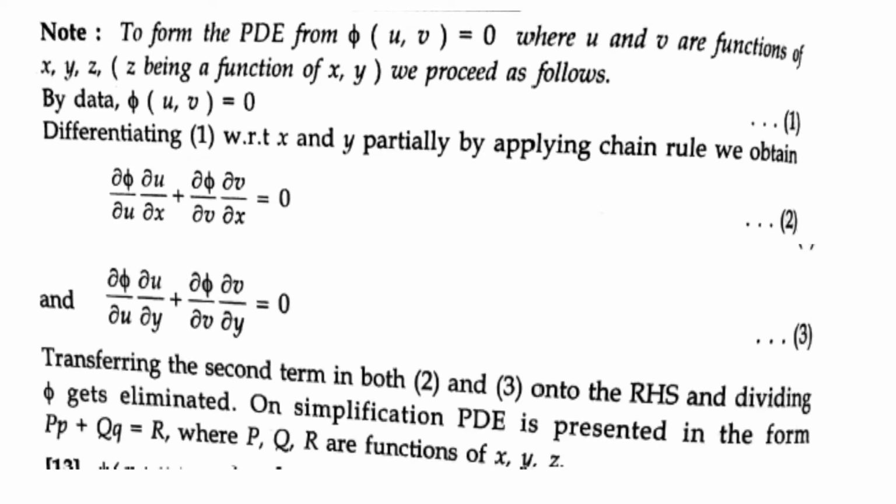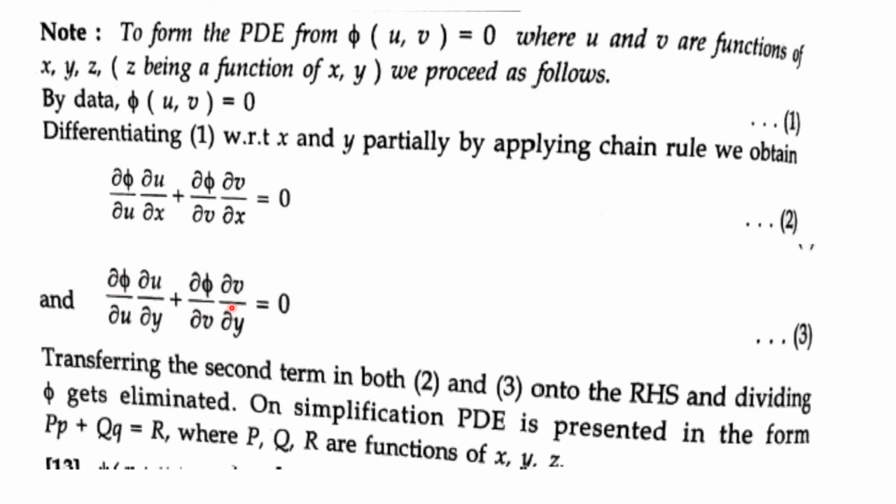Alright. Next, I have to take the second term in equation 2 and equation 3. Which is the second term in equation 2? That is dou phi by dou v into dou v by dou x. I have to take this entire second term to the RHS, so plus will be minus. So you get dou phi by dou u into dou u by dou x equal to minus dou phi by dou v into dou v by dou x. That will be your new equation 2.